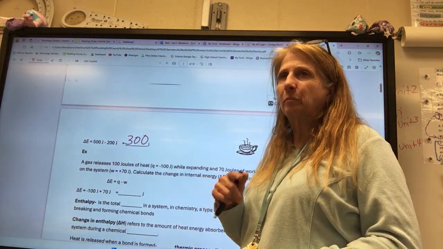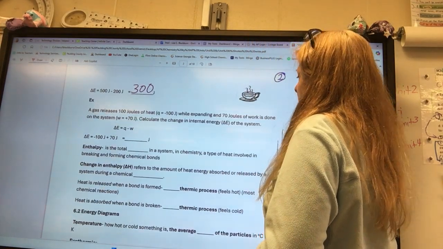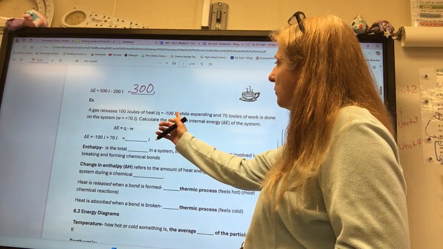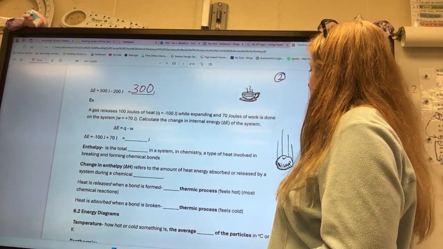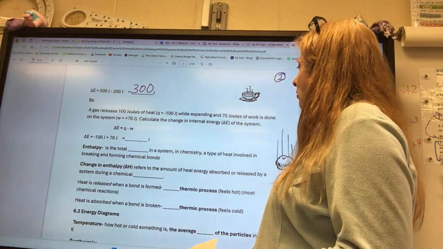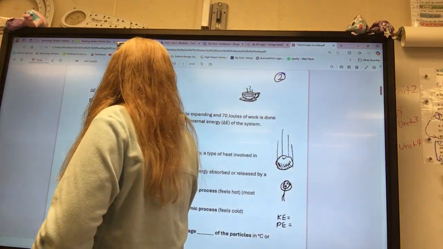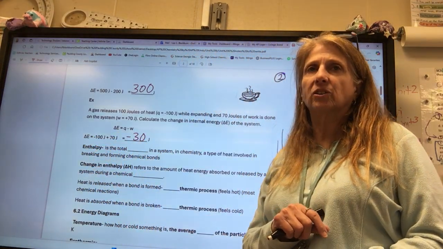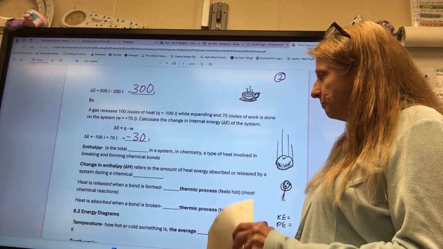So the only thing tricky about these problems is understanding when it's going to be positive and when it's going to be negative. Okay, so here's another one. A gas releases 100 joules of heat, so it's minus 100 joules, while expanding, and 70 joules of work is done on the system, so plus 70 joules. Calculate the change in internal energy of the system. Delta E equals Q minus W. Negative 100 minus 70 is negative 170. So these can be negative. Okay, that doesn't look too hard, does it? Simple formula, simple math.